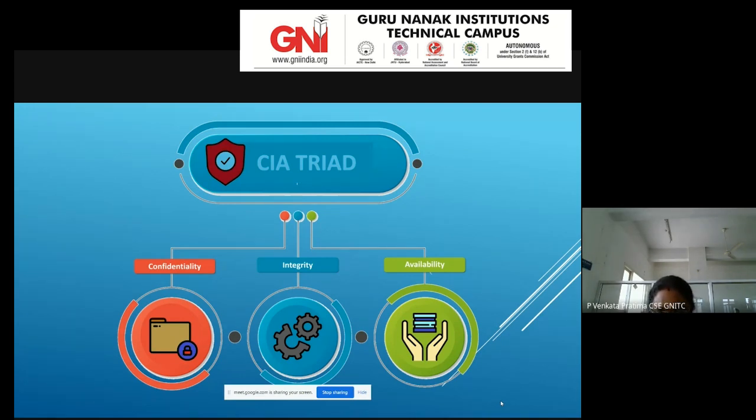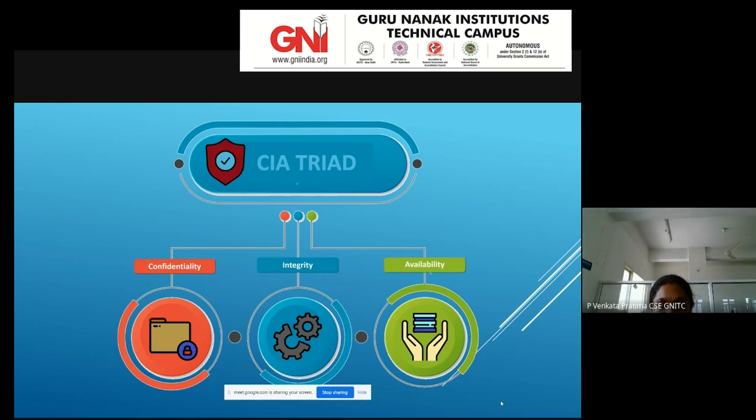Here, these three are used as a design model. We use them as a design model for organizations or companies to form their security policies.